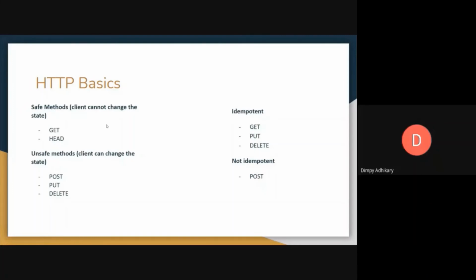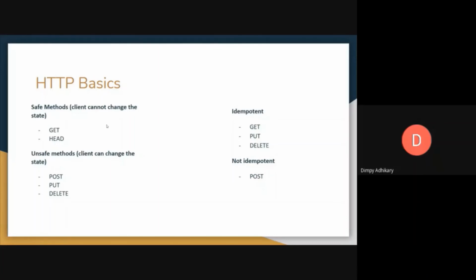Now POST, PUT, and DELETE. These three methods are considered unsafe methods because they can actually manipulate the data in the backend. When you do a POST, you can create a record, maybe multiple times if there are no constraints added. With PUT you can update it. With DELETE you can delete it. So you should use or implement these methods very carefully.